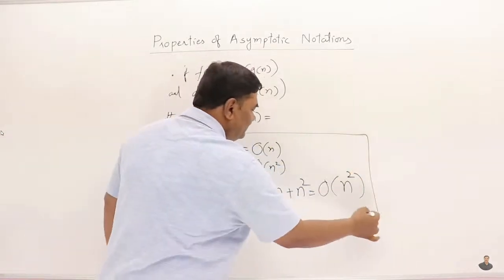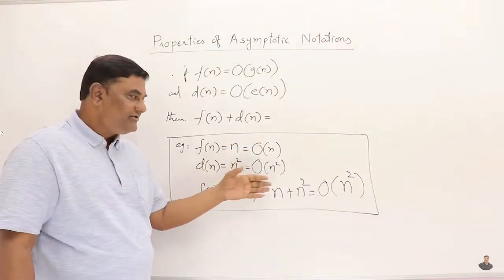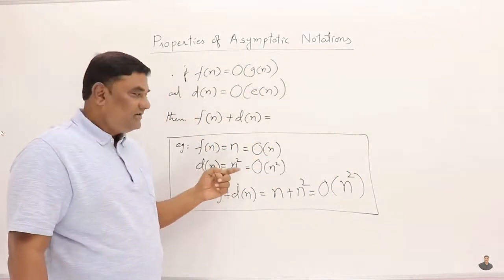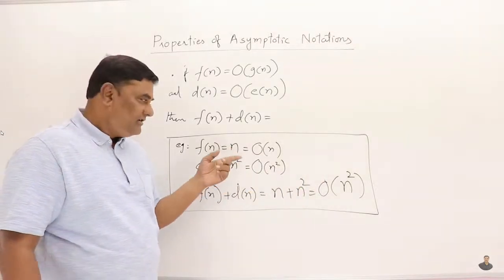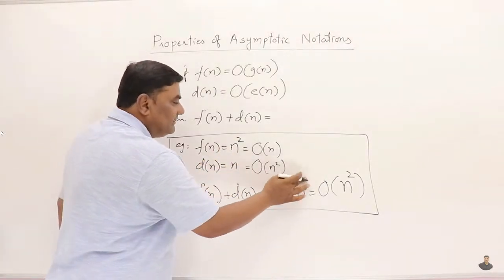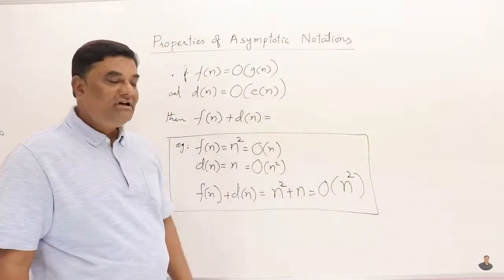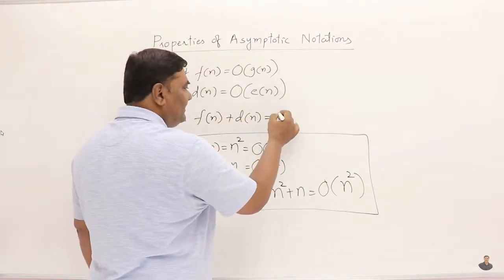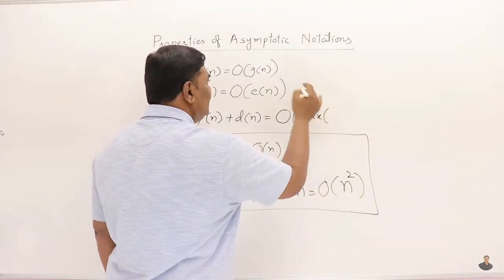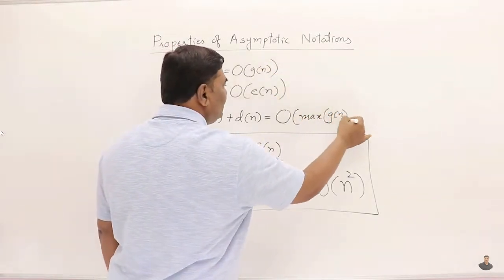As per my example, here I have taken this as n and this as n square, so n square became the answer. If suppose this was n square and this was n, then n square would again be the answer. So it means the answer will be the maximum of these two terms. Whichever is greater, that will be the answer. So yes, f of n plus d of n is big O of max of g of n comma e of n.